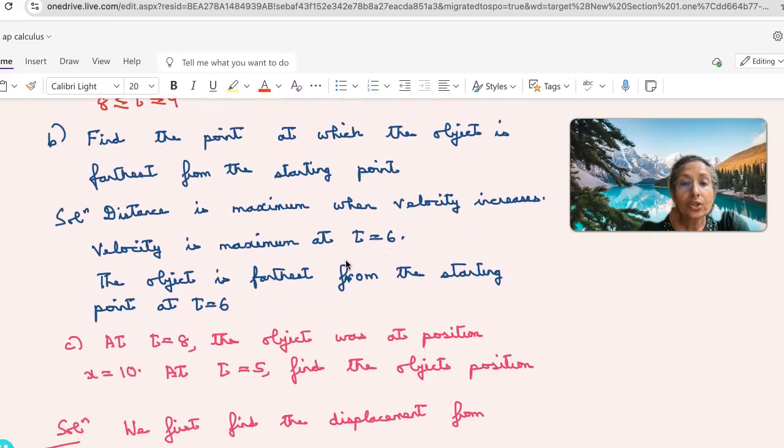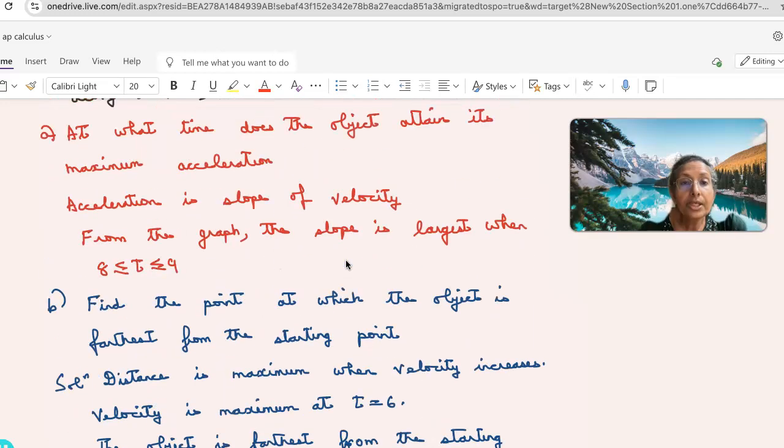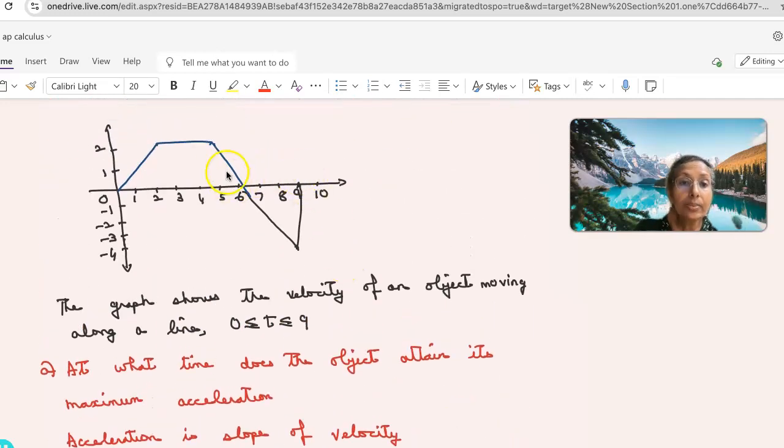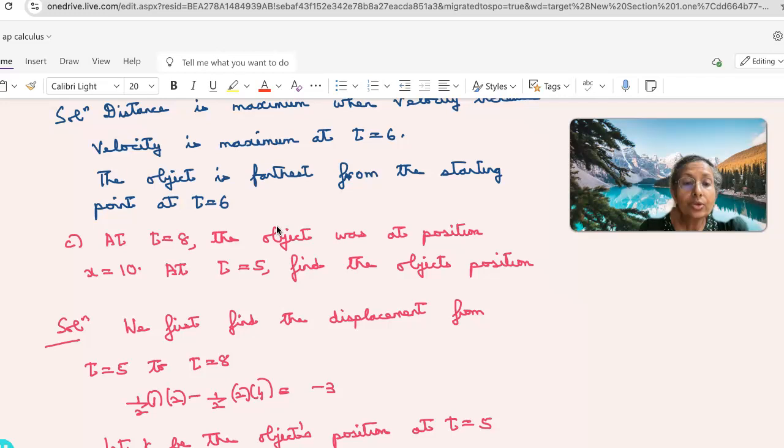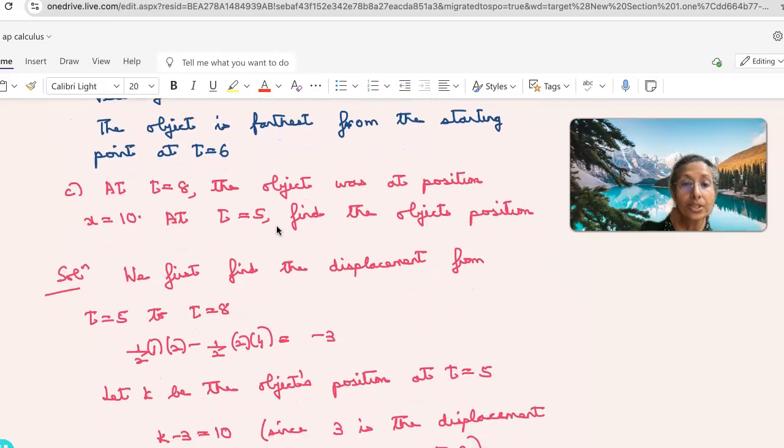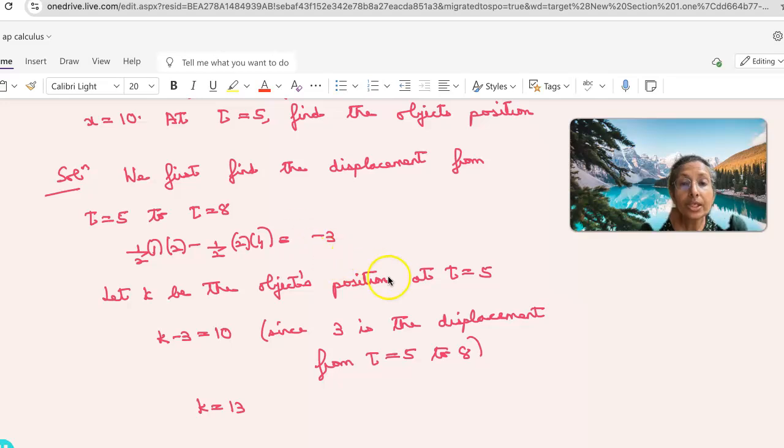Now at t equal to 8, the object was at position x equal to 10. At t equal to 5, find the object's position. So we first find the displacement from t equal to 5 to t equal to 8. So that will be area of the graph from 5 to 6, that is half 1 into 2, and 6 to 8 it will be half 2 into 4. Here it is negative because it's going down. So it will be half 1 into 2 minus half 2 into 4, which is minus 3. And let k be the object's position at t equal to 5. So k minus 3 is 10 because minus 3 is the displacement from t equal to 5 to 8. So we get k equal to 13 when you simplify.